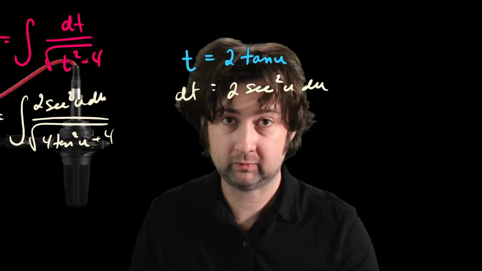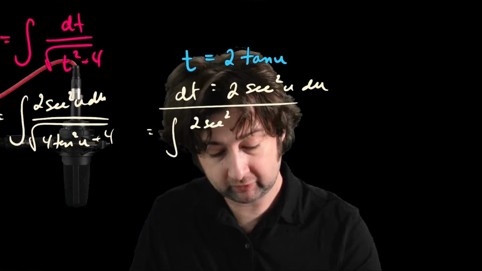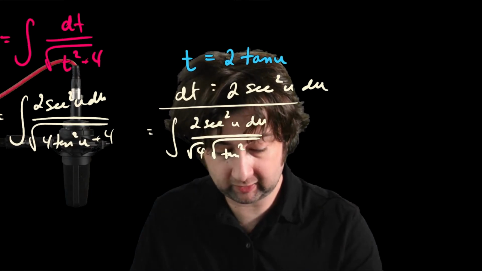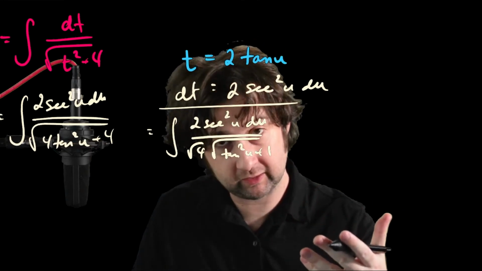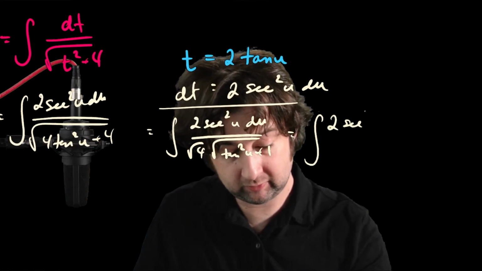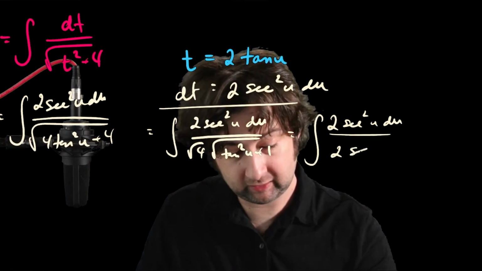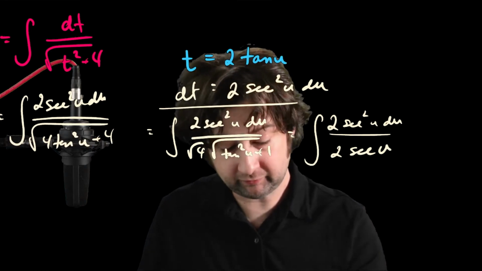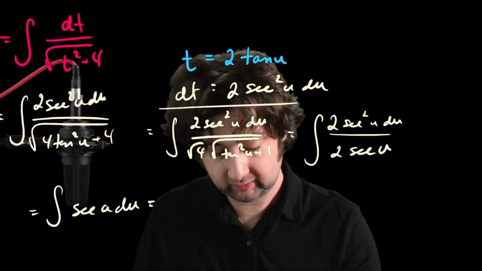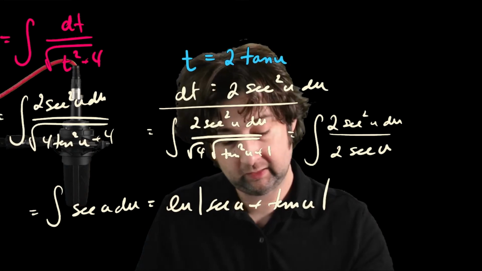And 4 tangent squared plus 4 was chosen specifically so that I would get a square root of 4 times a square root of tangent squared of u plus 1, which is a secant squared, and the square root of secant squared is secant. So this entire thing collapses to 2 times the secant squared of u du. The square root of 4 is 2. The square root of secant squared is secant. Algebraically simplifying, we get the integral of secant, which is the natural log of the secant of u plus the tangent of u plus c.